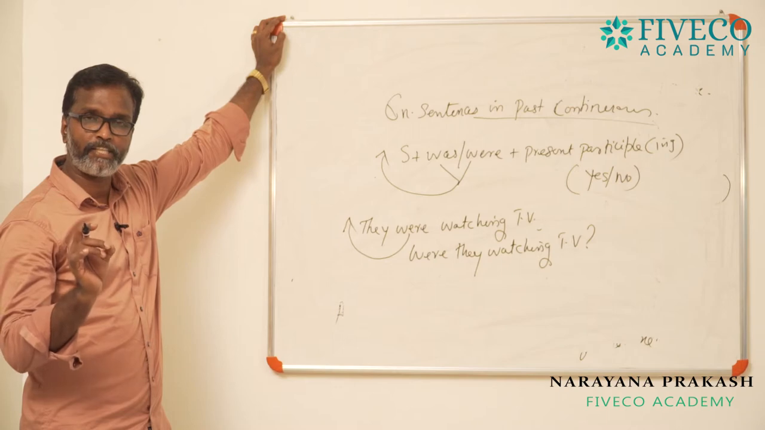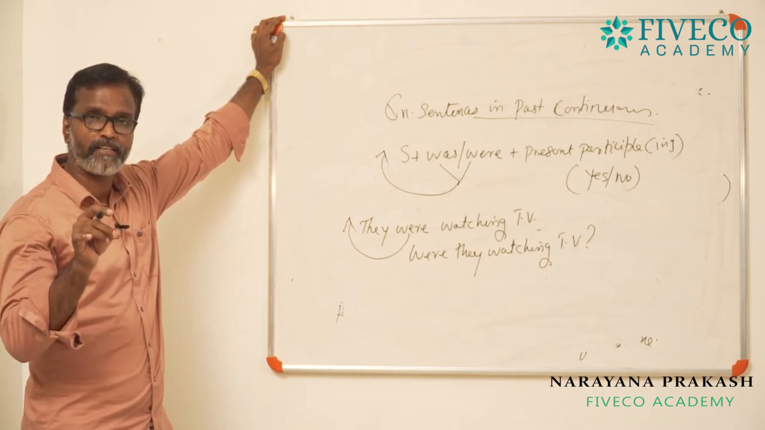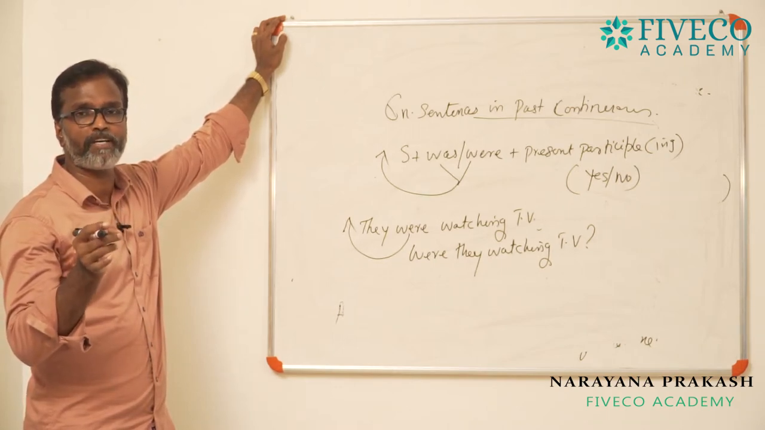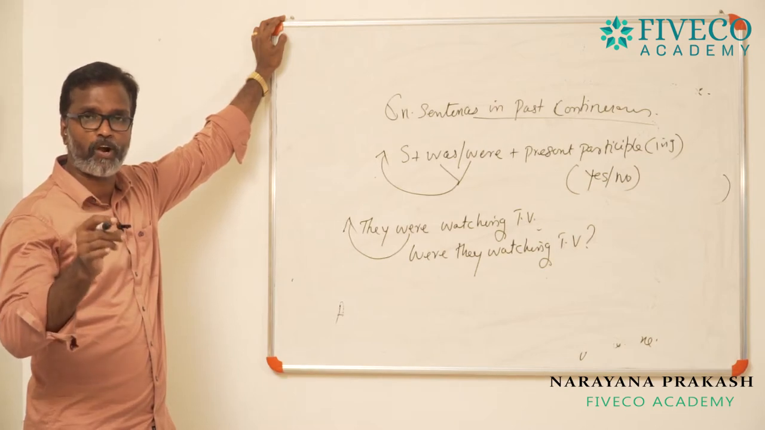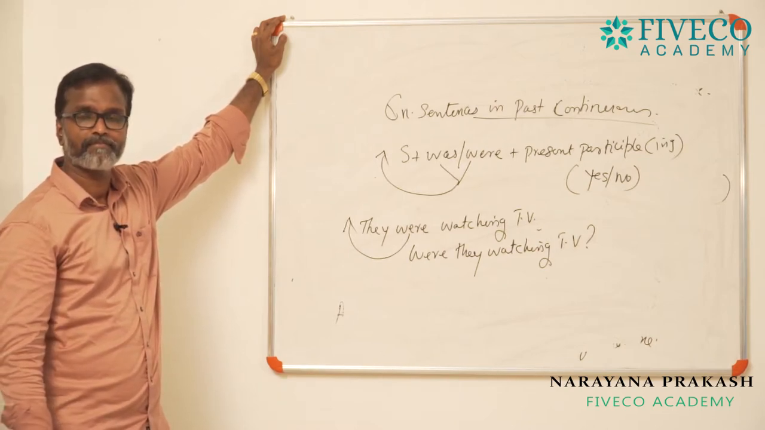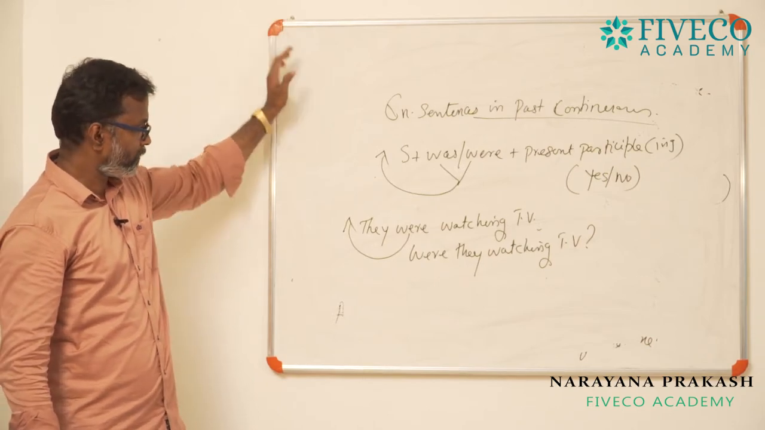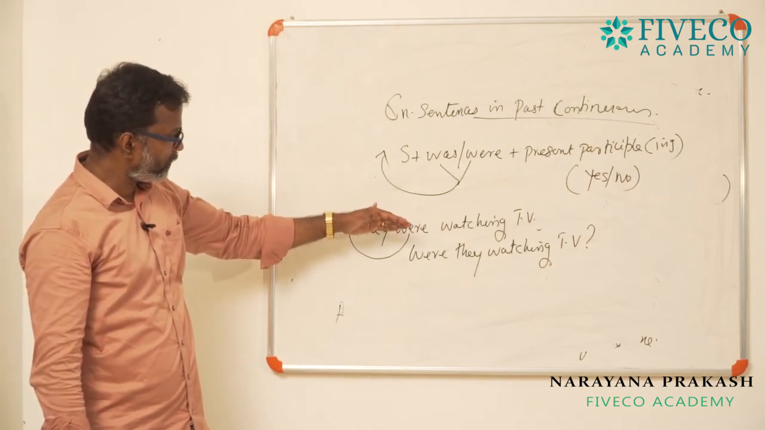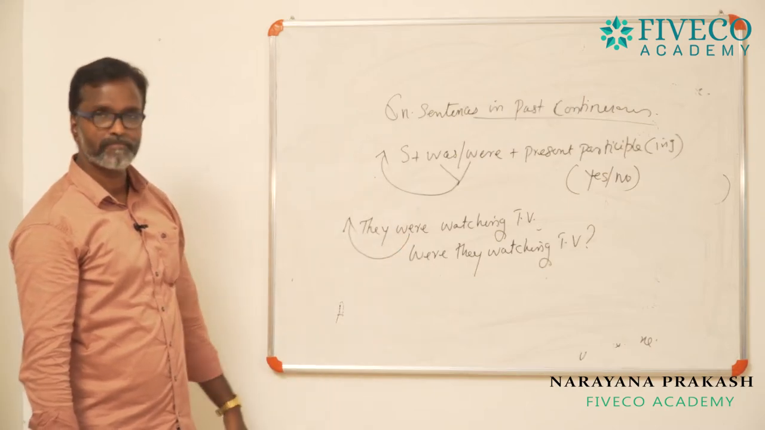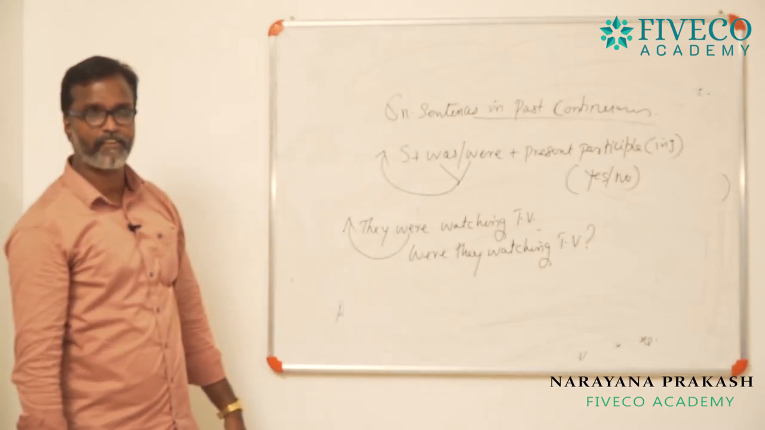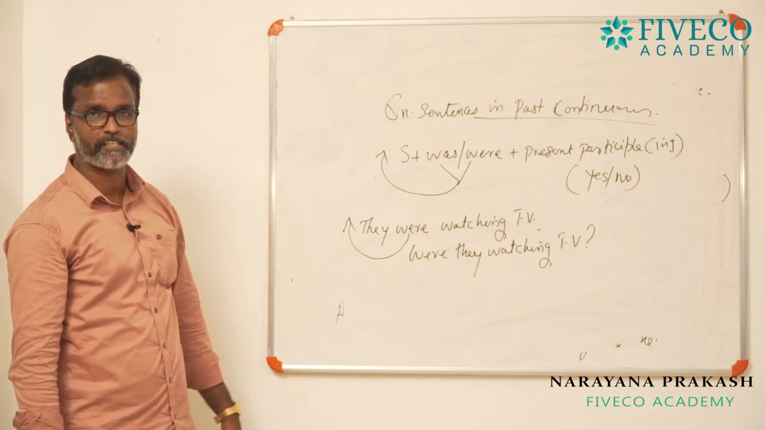When you make a negative, you just use "not" along with the auxiliary verb "was" or "were". Was not, were not. That is the negative expression. They were watching TV. Were they watching TV? Yes, they were watching TV. No, they were not watching TV.